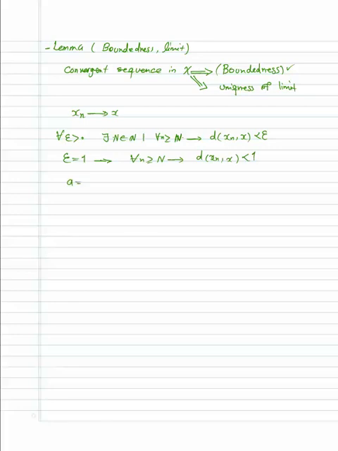Then if you choose A as the maximum of the distances from x1 to x up to xN and x, then you can easily follow from this point to prove that actually the diameter of all the points of the sequence is finite. All of those points belong to a set M, and the diameter is less than this value A. Okay, it's super easy to prove.